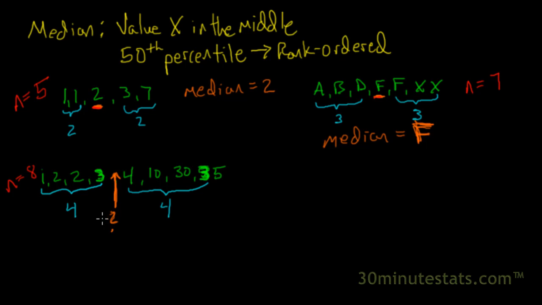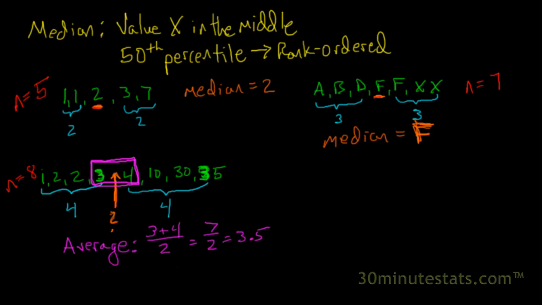When we've got an even number, traditionally what mathematicians and statisticians have done is computed the average of these 2 values in the middle. So we've got an even number of observations, we'll just take the average of these 2 values, and that will be our median. In this case, we get 3 plus 4 divided by 2. That'll be 7 over 2, which is 3.5. And so the median value is going to be 3.5.